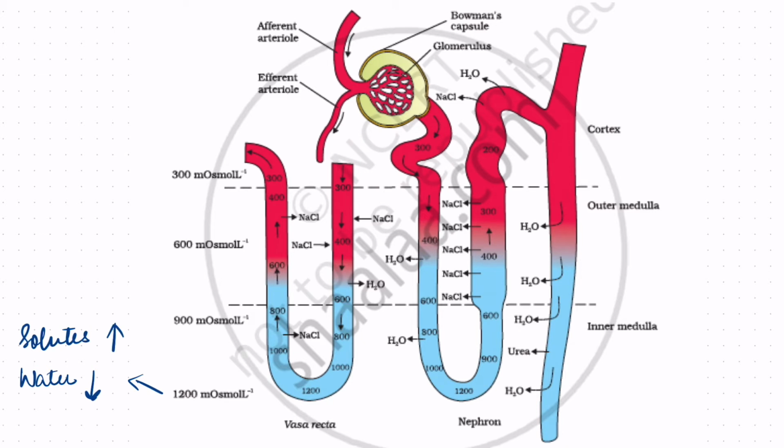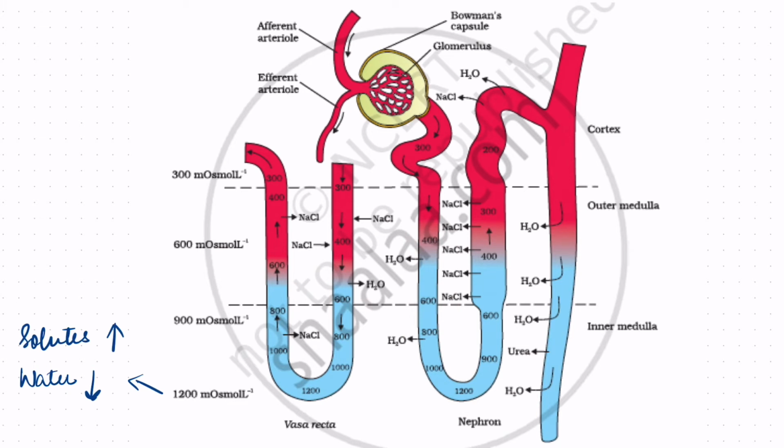So here the osmolarity of the filtrate is less, very less. It is about 300. So while going down through the descending limb of loop of Henle, the descending limb, I told you, is permeable to water only, not solutes. So a lot of water is being drawn out of this descending limb and the filtrate is getting concentrated from 400 to 600 to 800 to 1000 and to 1200.